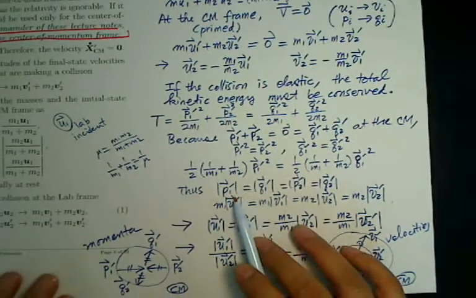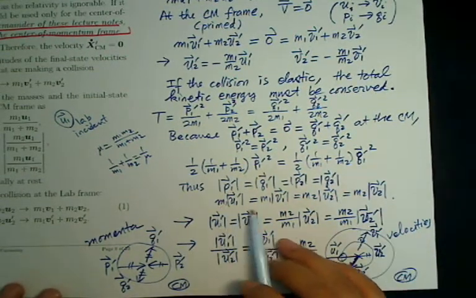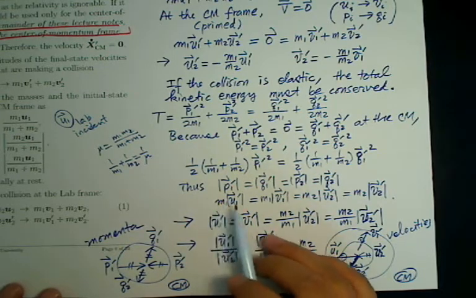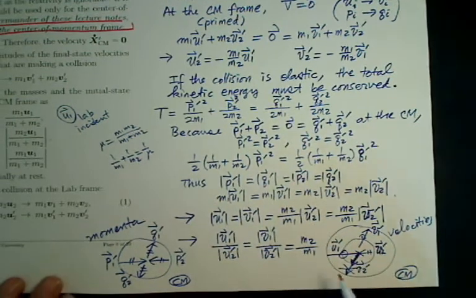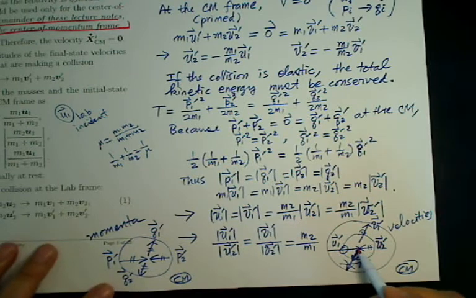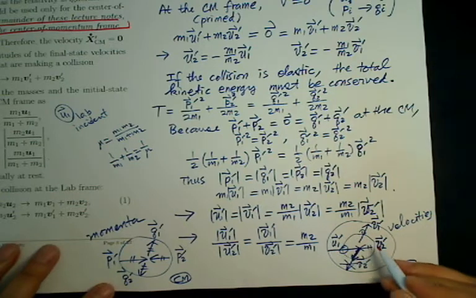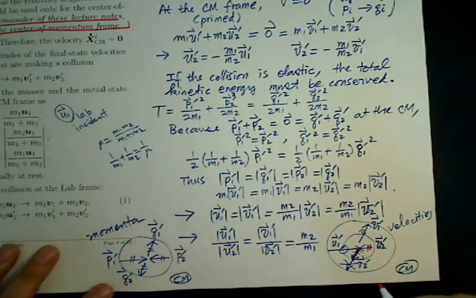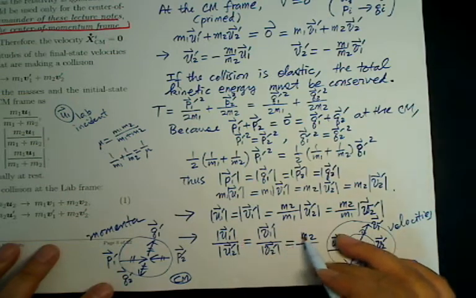If the momenta are all equal magnitude, then the velocities are just inversely proportional to their own mass. Therefore, initial velocity and final velocity have the same magnitude. Okay? And the ratio of these two is the inverse of the mass ratio.